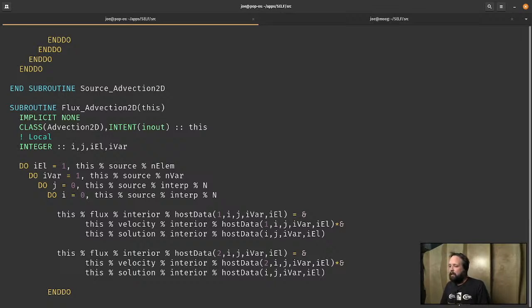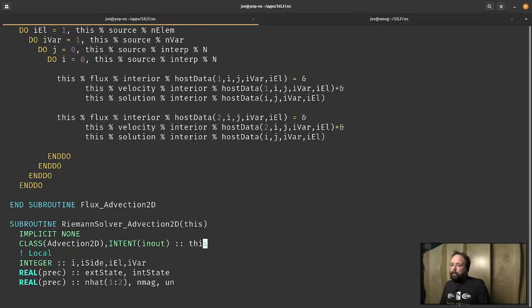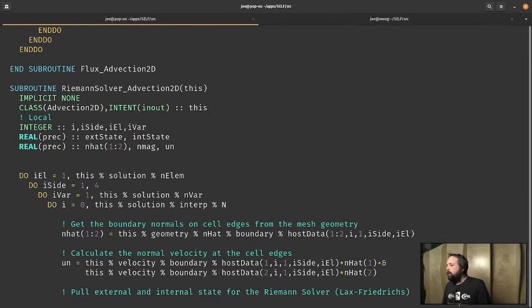We'll pull that velocity out, multiply by the solution. That's it for the flux. The Riemann solver is a bit different because the Riemann solver is not in the interior, it's over the sides of the element. And the ordering there is we loop over the elements, we loop over the element sides, and remember everything is tensor product elements, so in 1D it's a line, 2D it's a square logically, and in 3D it's going to be a cube.